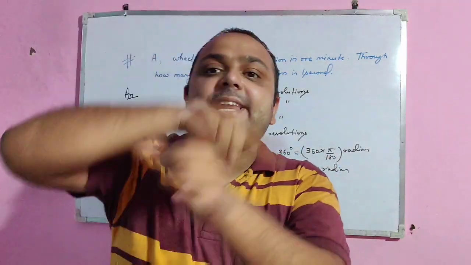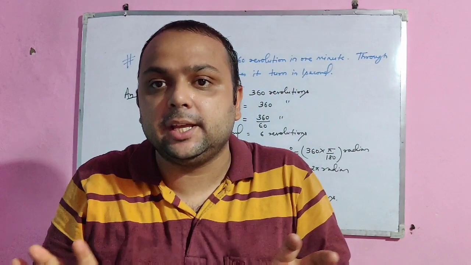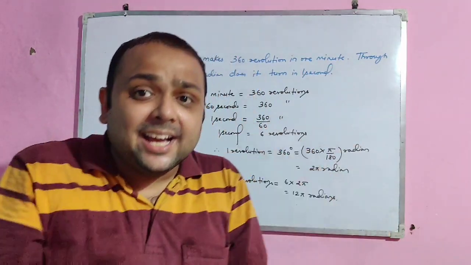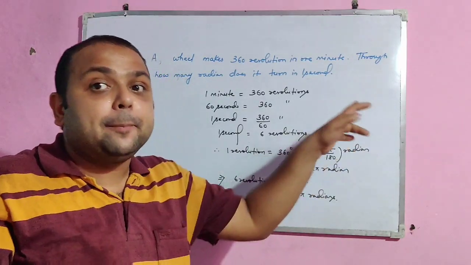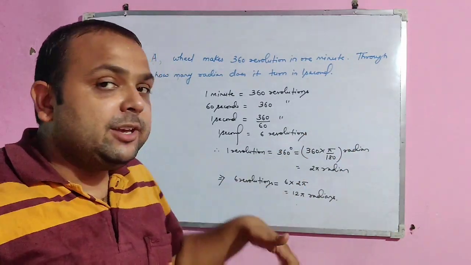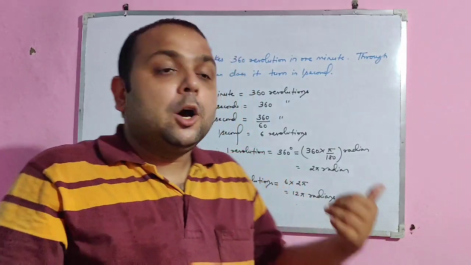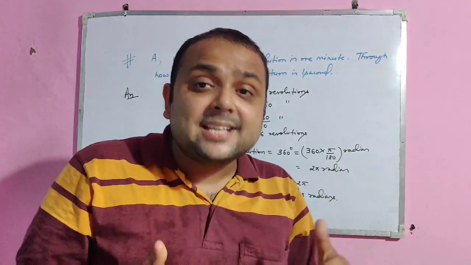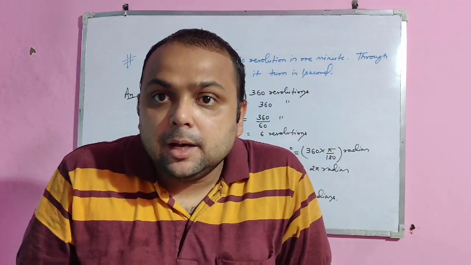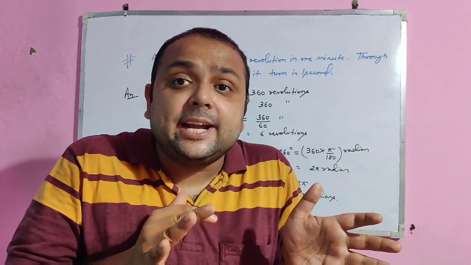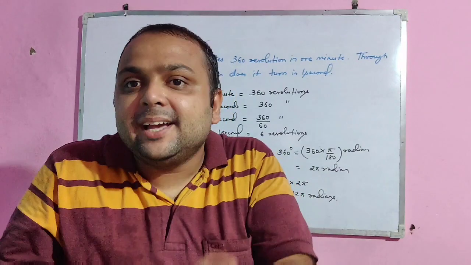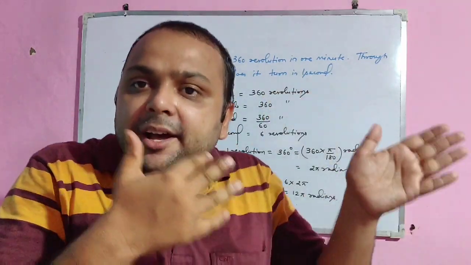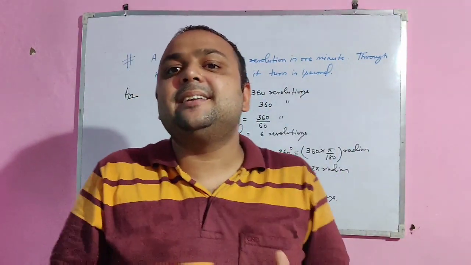Now 1 complete revolution means 360 degree, the complete angle. So the angle is in degree, and we should convert it into radian by multiplying by pi by 180. Eliminating, we get 1 revolution as 2 pi radian. But we have to calculate for 1 second, which has 6 revolutions. So 6 multiplied by 2 pi gives us 12 pi radian. I hope you understand this question.